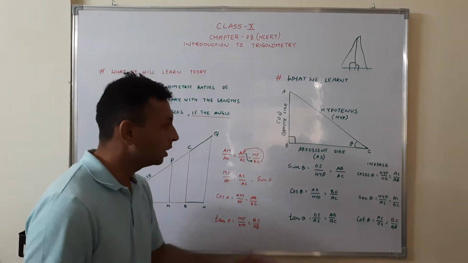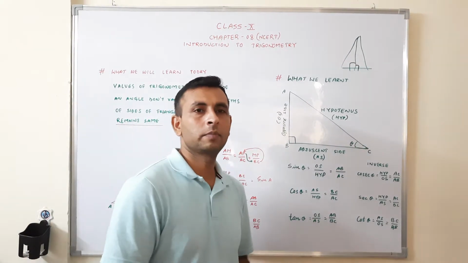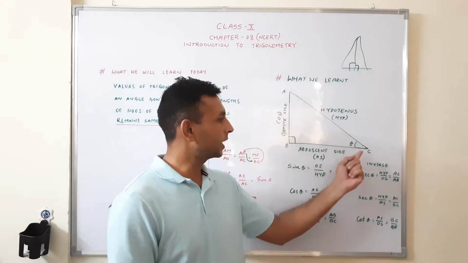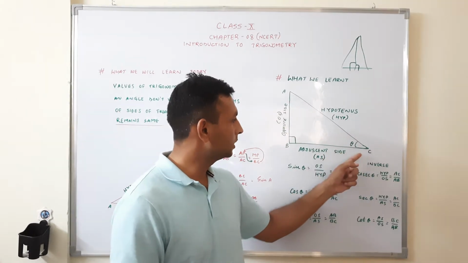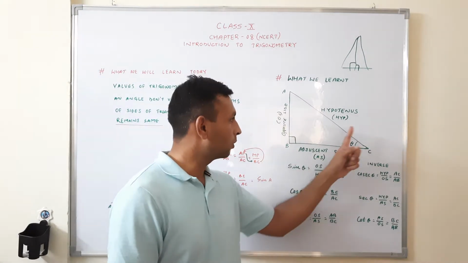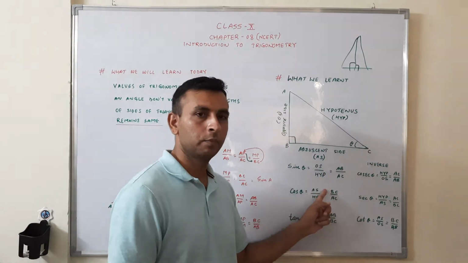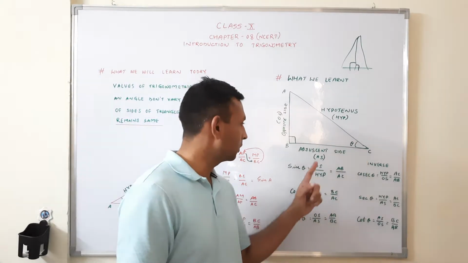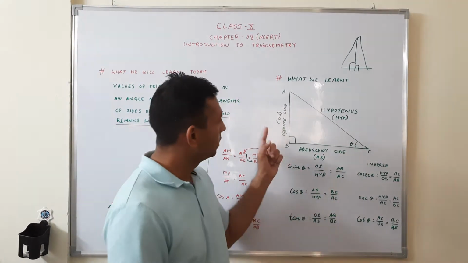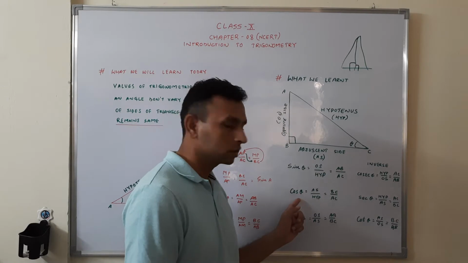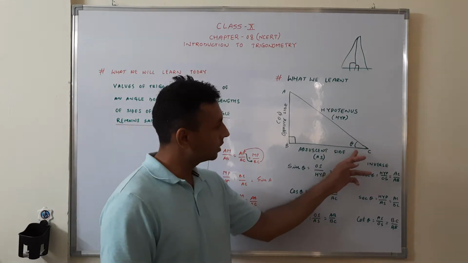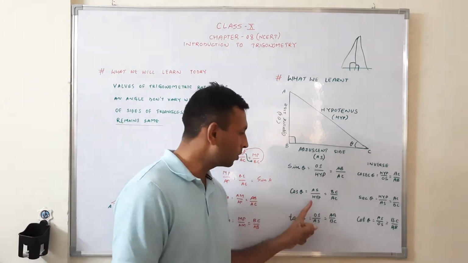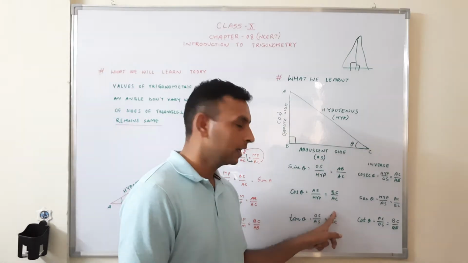Now let us have a recap of what all ratios were there. First ratio was sine theta, that is sine of angle C, this theta. This is nothing but opposite side upon hypotenuse, opposite side upon hypotenuse. It is nothing but AB upon AC. Next ratio is cos theta. With respect to this theta, the adjacent side is this. It is nothing but the ratio of adjacent side upon hypotenuse, that is BC upon AC.